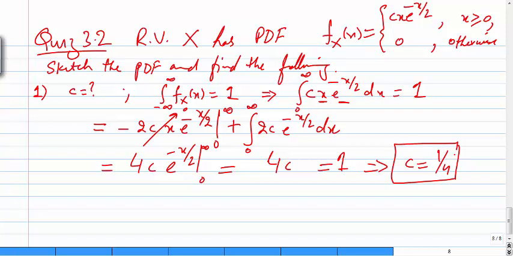Now from here we calculate the value of c. Now the next question is that you have to find the CDF F_X(x). So how to find the CDF? CDF is actually the integration.